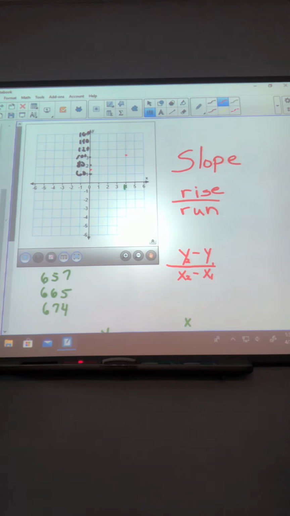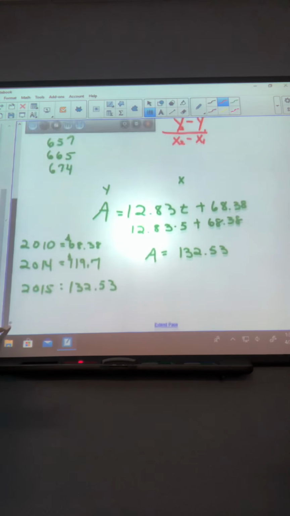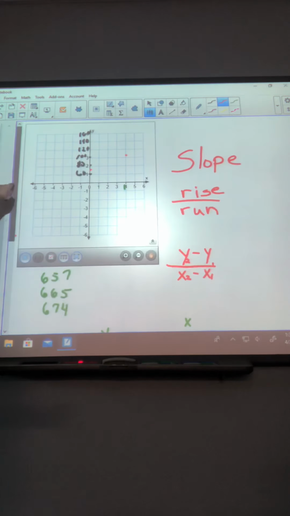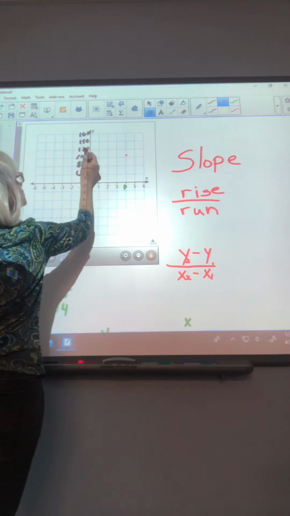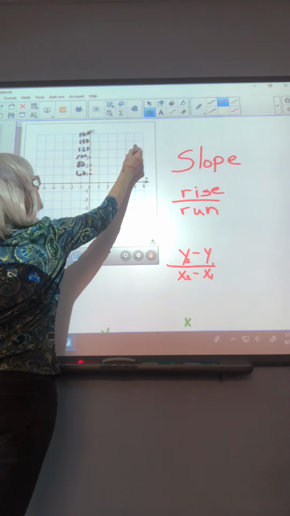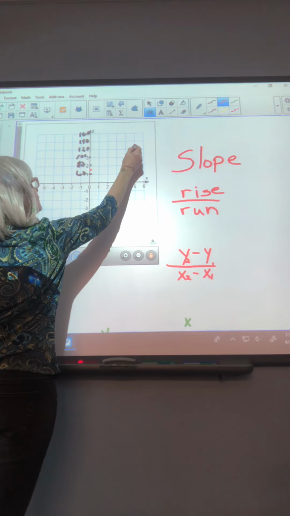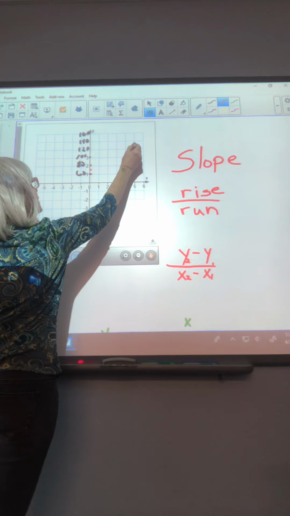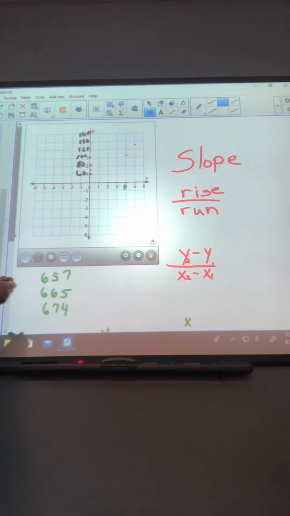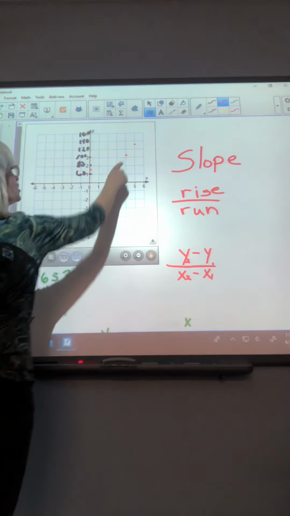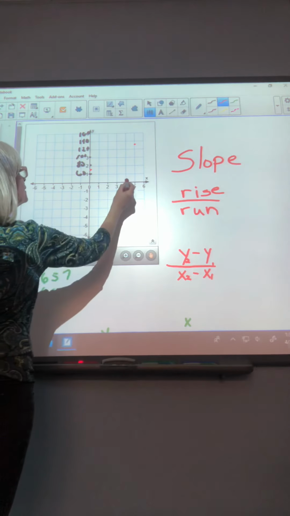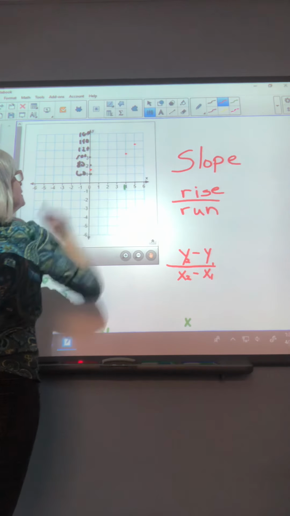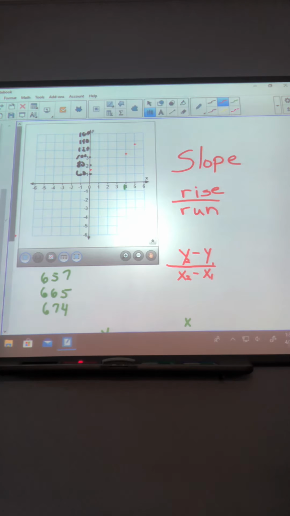And then the next one was 2015 at 132. So here's 2015, and then 132. Here's the 20, here's the 40. So it's going to be a little bit above the 20, maybe halfway would be 30, so just a little bit above that 30. And then it looks like I need to adjust this point because that's definitely not in line with the others. So in 2014. There we go.